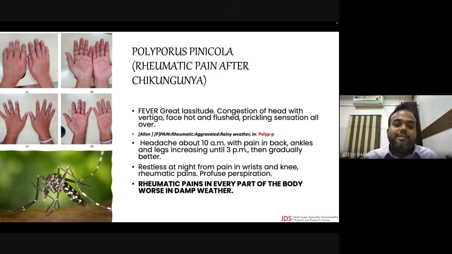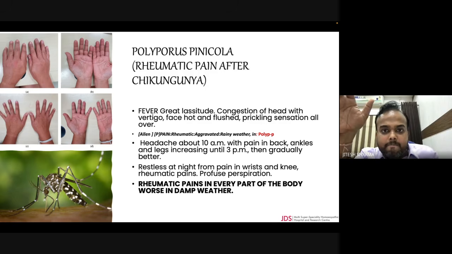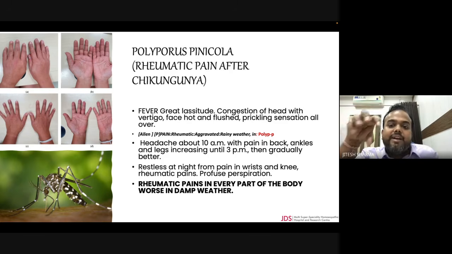Now let me tell you, if you struggle with cases, especially after chikungunya, where the body pain is not going away at all, or rheumatic pain in every part of the body gets worse in damp weather: Polyporus pinicola. Yes. Allen has written, in rheumatic pain aggravated in rainy weather, the only remedy is Polyporus pinicola. Everyone clear? Yes, sir. So typically chikungunya pains are very bad and very difficult to treat. What happens? They keep on complaining of pain. They'll come to your clinic every day and say, "Pain is not going, there's a lot of pain." Straight away give Polyporus pinicola and see the magic.